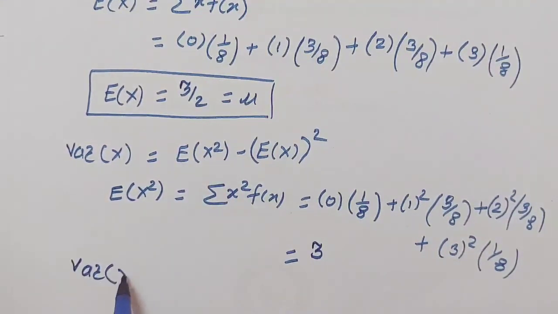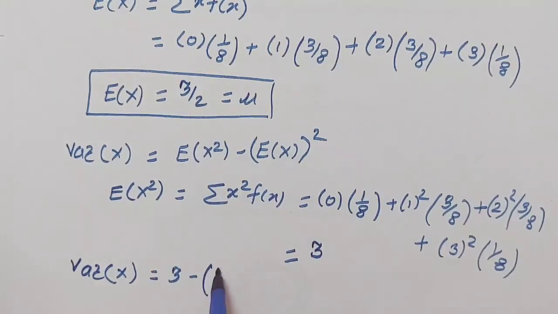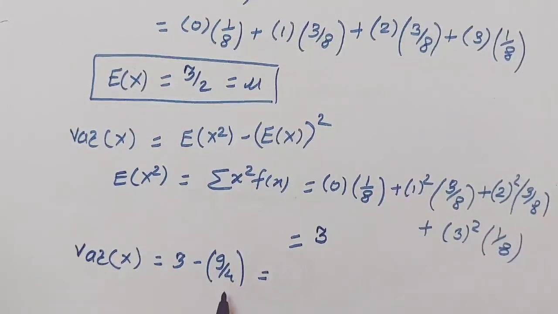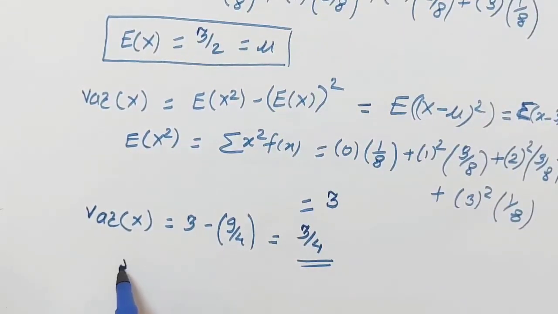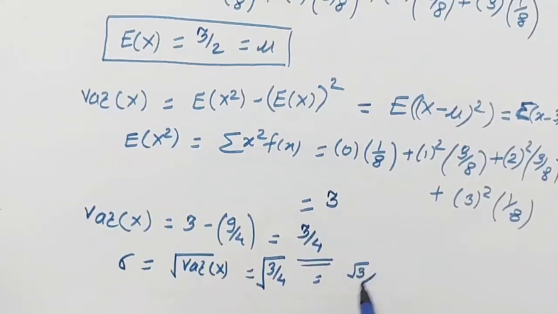So if we put this value in our formula, then variance of x is equal to expectation of x square, that is 3, minus expectation of x whole square, that is 9 by 4. Simplify this term, it is 12 minus 9 divided by 4, so it is 3 by 4. And third, we want to find the standard deviation. Standard deviation is sigma. It is nothing but the positive square root of variance of x, and from this term it is under root of 3 by 4, that is nothing but root 3 by 2.